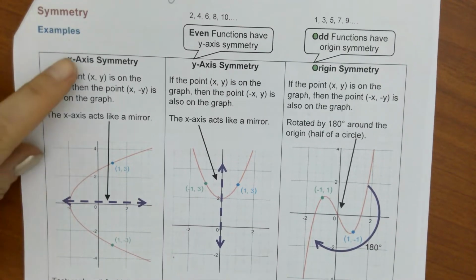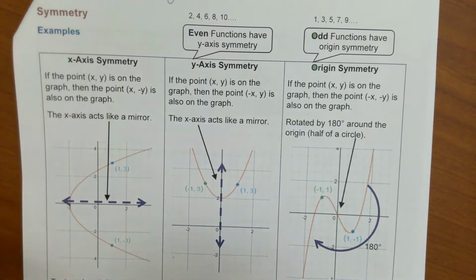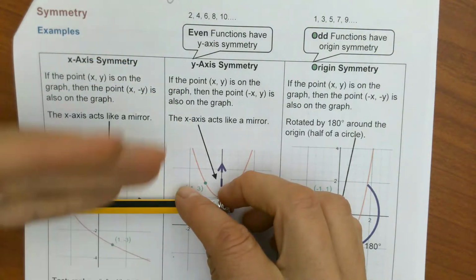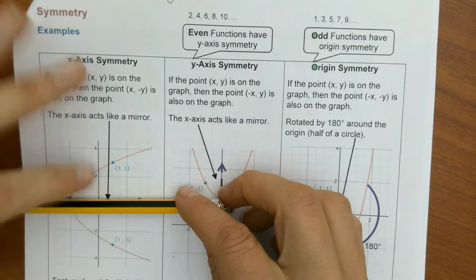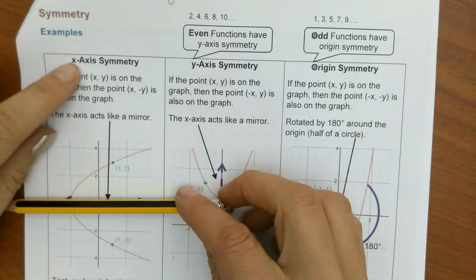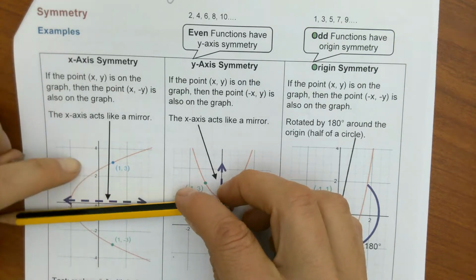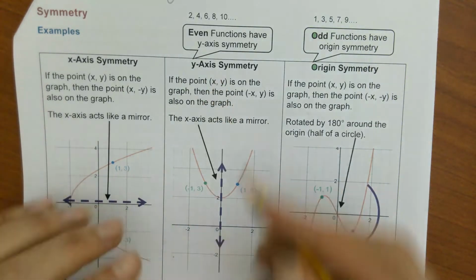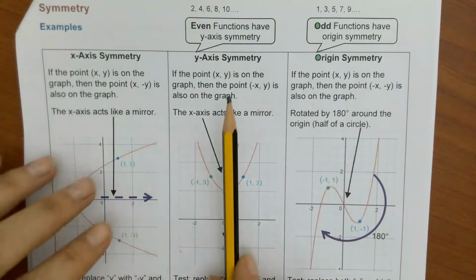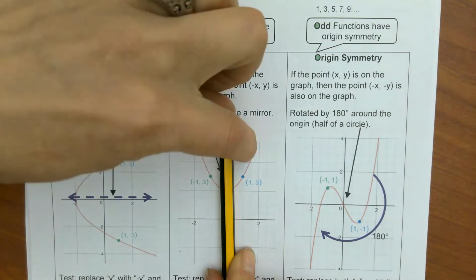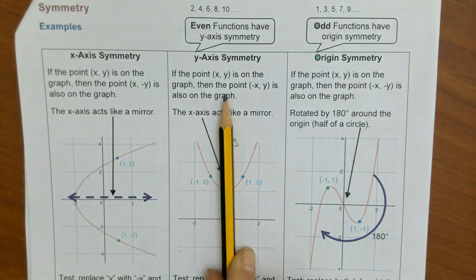We have x-axis symmetry. So here's my x-axis. If I reflect this over the x-axis, it's exactly the same. So we call this x-axis symmetry. So this shape has x-axis symmetry. Now here's my y-axis. If I reflect this side over here, it's exactly the same. So this has y-axis symmetry.